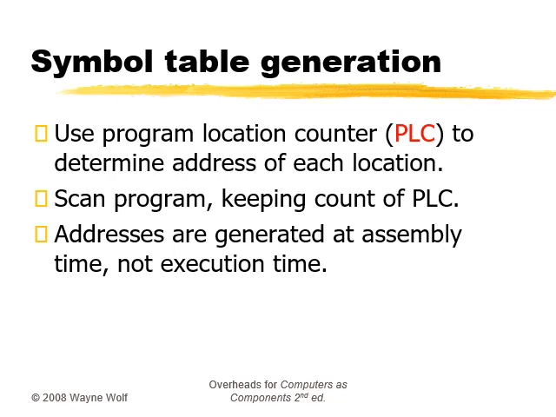We use the program location counter to determine the address of each location. If we have a program, we use the PLC to determine the address of each location. We scan the program and keep track of the PLC, keep counting the PLC, and we do it in the first pass. We generate addresses during assembly time, not execution time. Okay, so this is about the assembly table. We are going to look at symbol table generation in the next few slides.